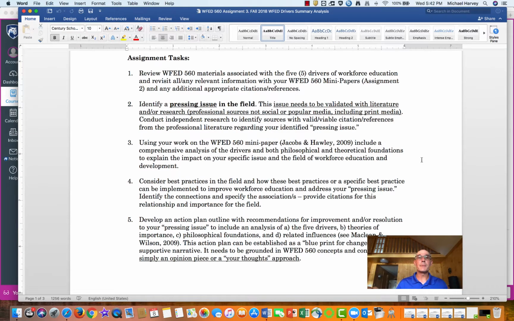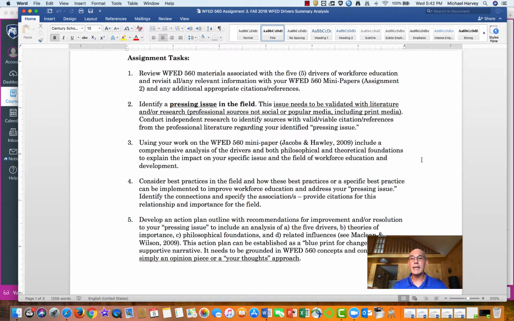The tasks that are associated with assignment number 3 are making sure that you use your drivers mini paper and any relevant additional information and additional appropriate sources and citations so that you understand those 5 drivers and then can put those drivers in the context of your pressing issue.